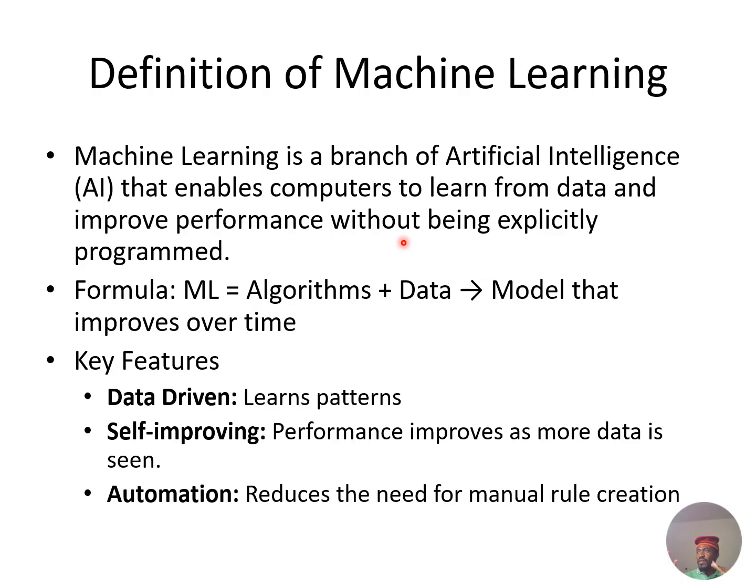So machine learning is just a branch of artificial intelligence that enables computers to learn from data and then improve their performance over time without you explicitly programming that device or that computer. When we talk about a computer here, it could be a phone, it could be any electronic device that you're using these days. So here we have ML, which stands for machine learning. We have the algorithms plus the data. When we combine the algorithms plus the data, they lead to what we call a model that can improve over time.